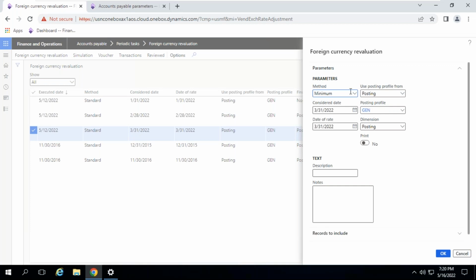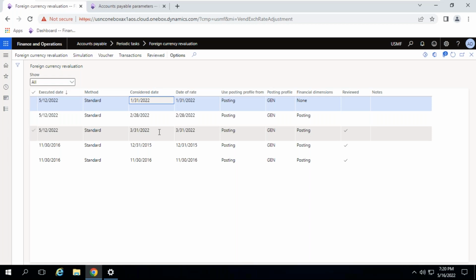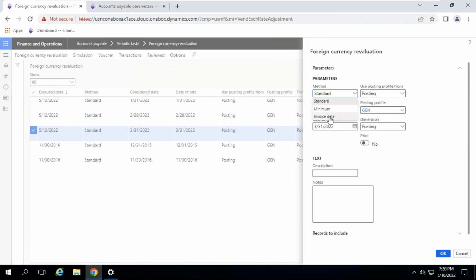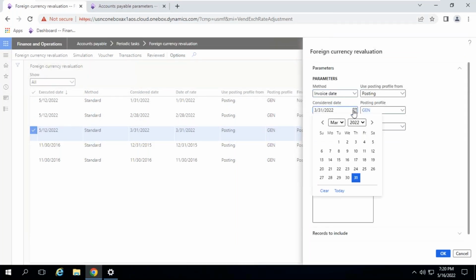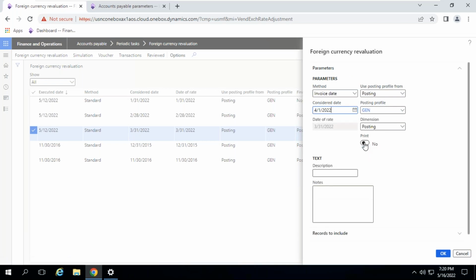Yes. Fine. But the best practice is standard cost. If you map standard cost and you have executed on 31st March, and now I want the original cost on April 1st, then we can map it here. You can change it to invoice date, and you can make it on 1st of April. Then it will reverse the transactions on the invoice date. Whatever gain or loss happened previously will be reversed on this day. Understood?